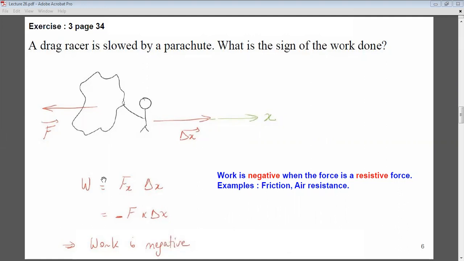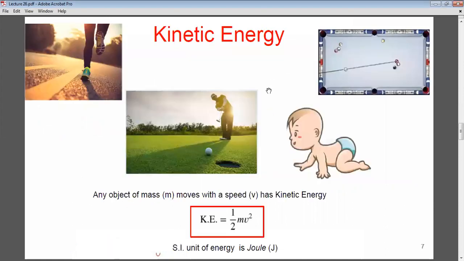It's only positive if it's causing the object to move further. But if it's causing the object to slow down, then the force will be resistive, and in this case, the work will be negative. Okay, so this is about work.